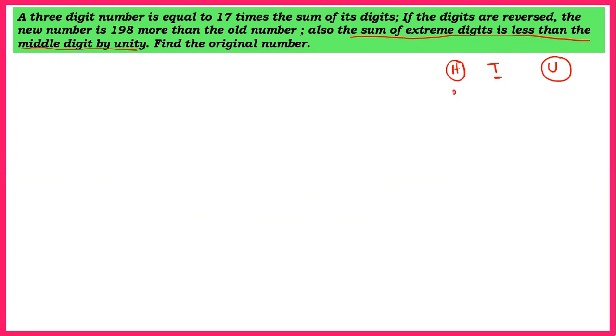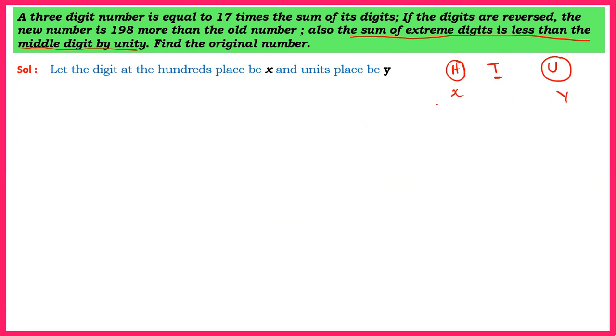So definitely I will take this as x and this as y, because sum of the extreme digits, so x plus y. So the first statement would be, let the digit at the hundreds place be x and the digit at the units place be y.